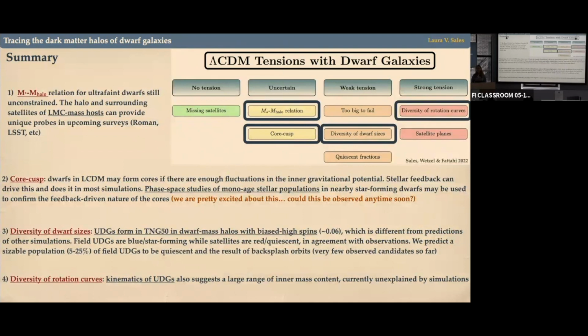If you have questions, you can just unmute your microphone. And questions here over Zoom.